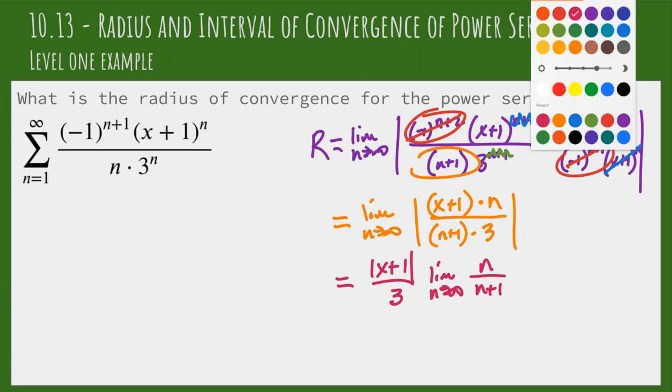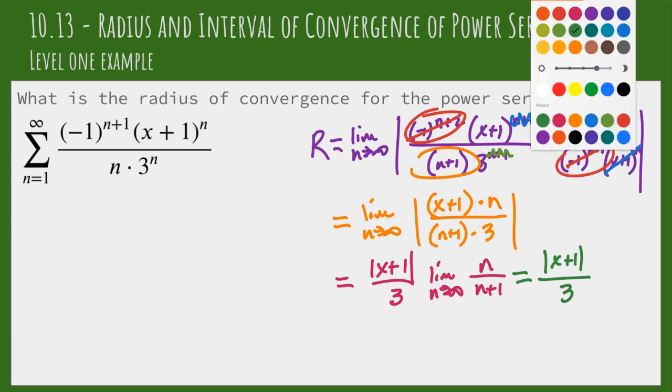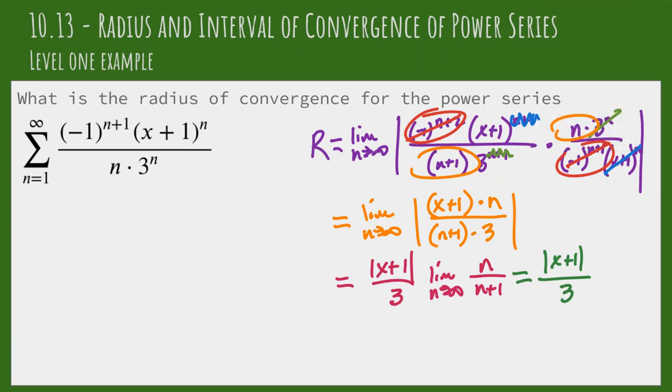Now, if we evaluate that limit, we have n to the first on top, n to the first on the bottom, no coefficients. So that's just going to be 1. So this is going to be the absolute value of x plus 1 over 3. So that's the value of the limit of the ratio of the n plus first term over the nth term as n approaches infinity. And remember, the ratio test says that the series is going to converge if this is less than 1.